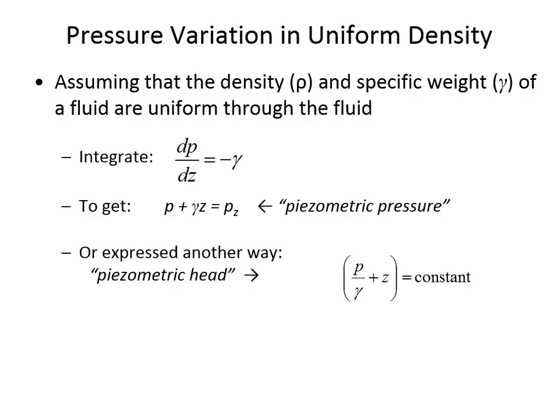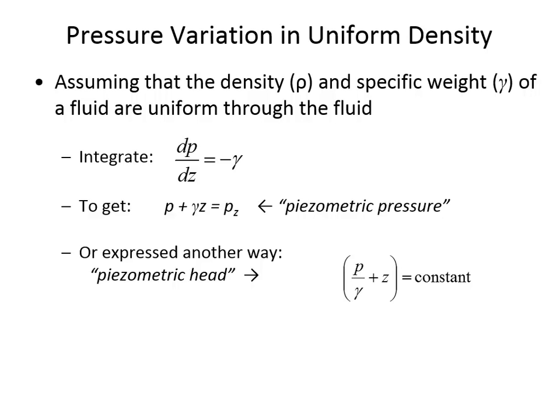Piezometric head is another way of saying the same thing. If you look at both of the terms here, if you divide by gamma, so pressure divided by gamma plus gamma Z divided by gamma, that's what this is. And so rather than having units of pressure, where each term in this equation, the pressure plus gamma Z, is going to have units of newtons per meter squared, the units of both terms here is going to be meters.